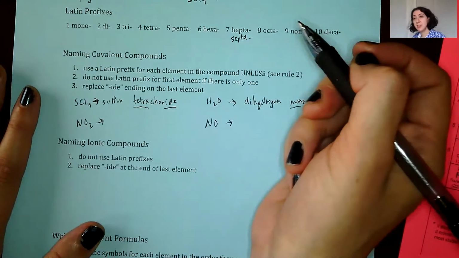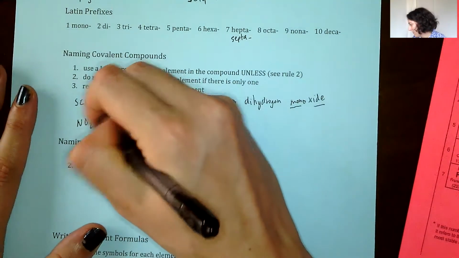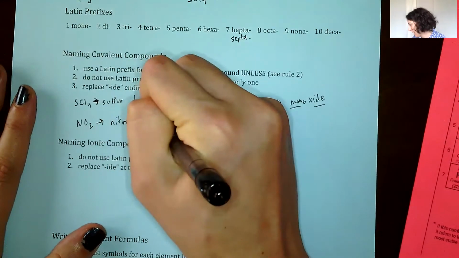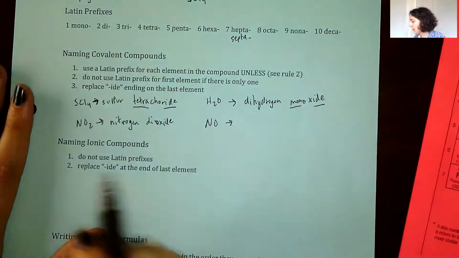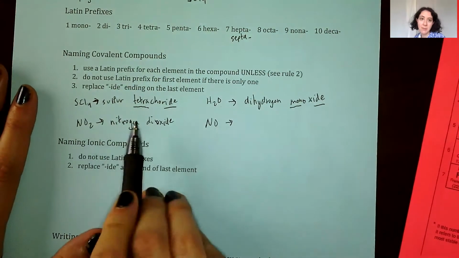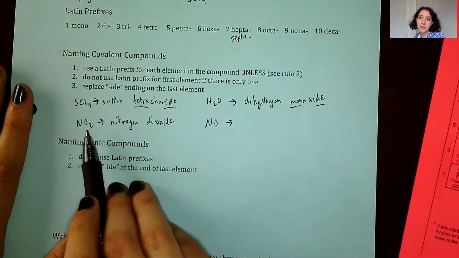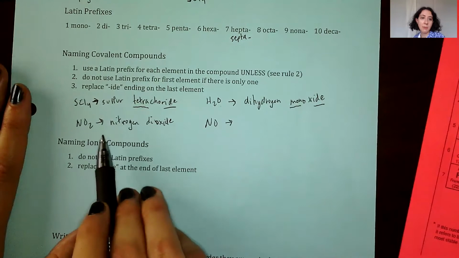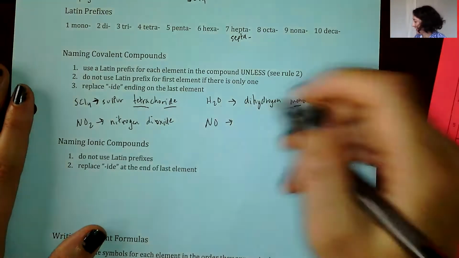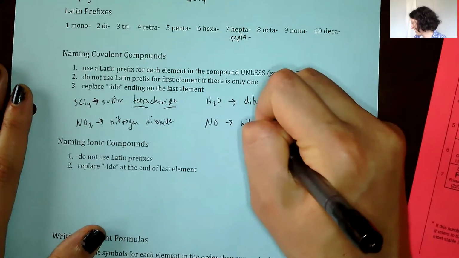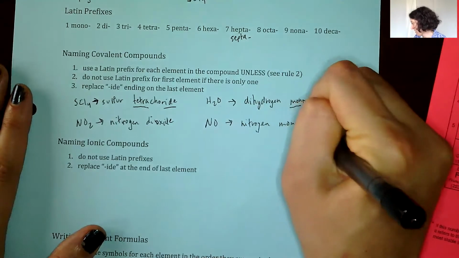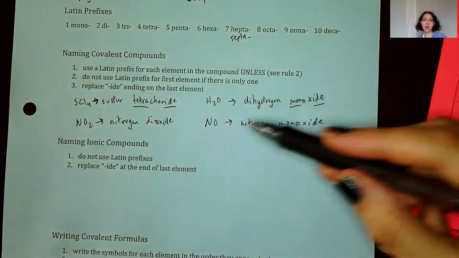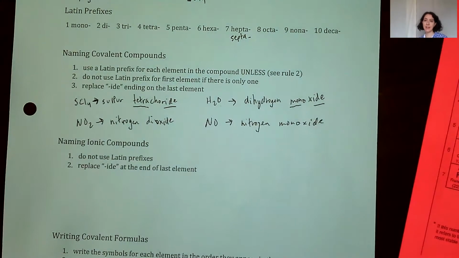So NO2 is nitrogen dioxide. And I know that because there's the N, nitrogen dioxide, okay? Because there's just one nitrogen, we don't need the mono in front. We just leave nitrogen as itself because it's the first one. Oxygen, there's 2 oxygens because of that 2 there. Replace the ending with "ide," dioxide. And then this one is nitrogen monoxide. Very similar to the water one, just one nitrogen, just one oxygen, and that's how we would know.